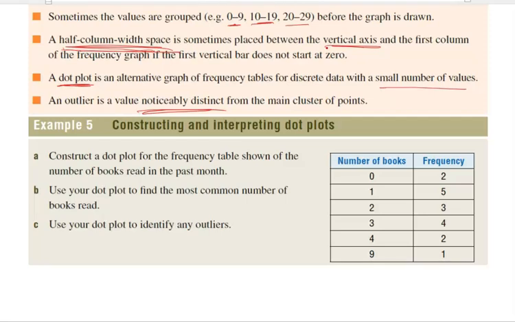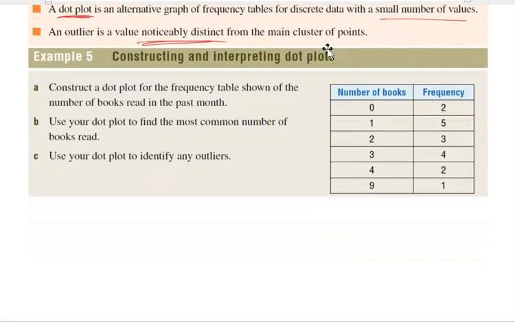So we're going to construct a dot plot. I'm going to cheat and use the one in the textbook for time. Construct a dot plot for the frequency table shown. So in this data, we've asked, presumably, how many people have no books? 2 people said that. How many people have 1 book? 5 people said that. So that's the frequency of that.